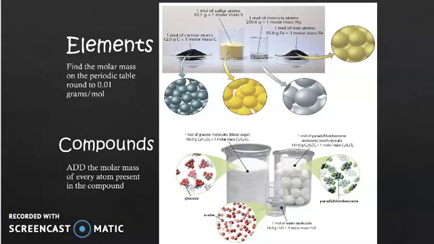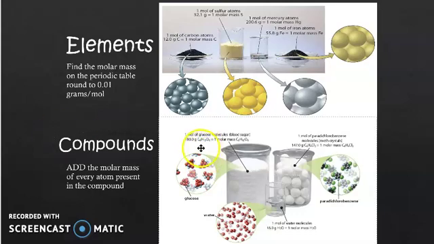For elements, you find the molar mass on the periodic table and round it to 0.01 grams per mole. So all you have to do for your elements again is look at your periodic table and find what it says for your atomic mass. That is your molar mass. In compounds, you add the molar mass of every atom present in the compound.